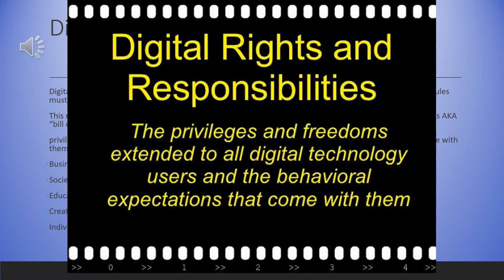Each country has their own constitution, and this can also be seen as a set of rules or principles, and it can also be known as the Bill of Rights. Privileges and freedoms extended to digital technology users and the behavior expectations that come with them. This can deal with businesses, society, education, Creative Commons, which can also be known as non-profit organizations, and individuals.